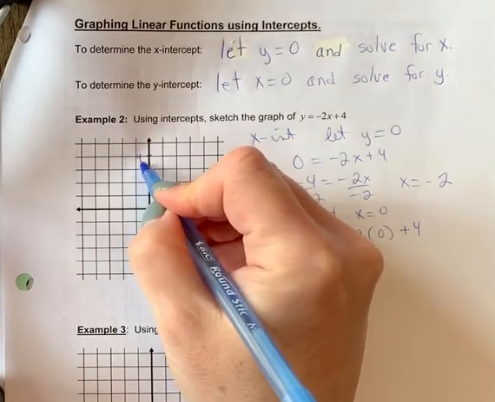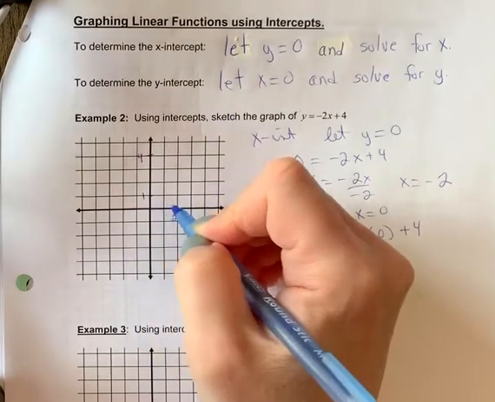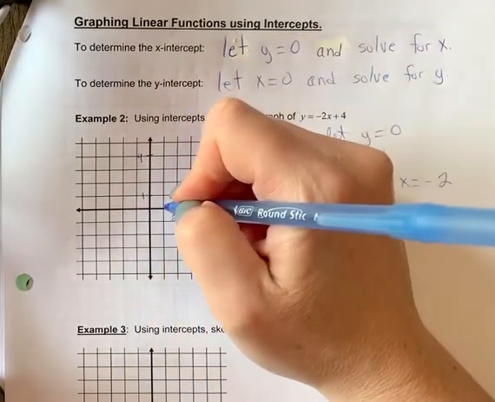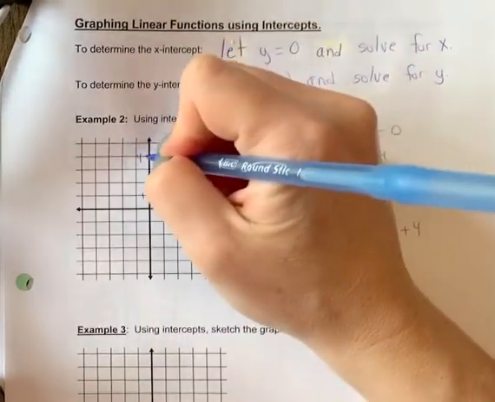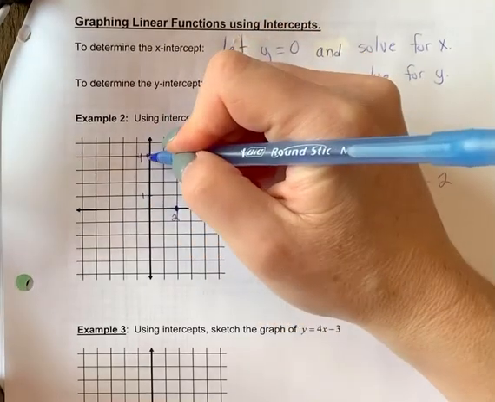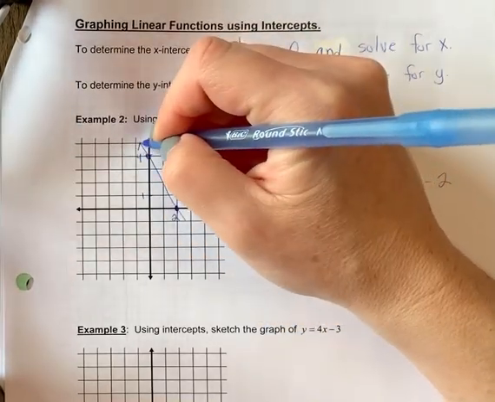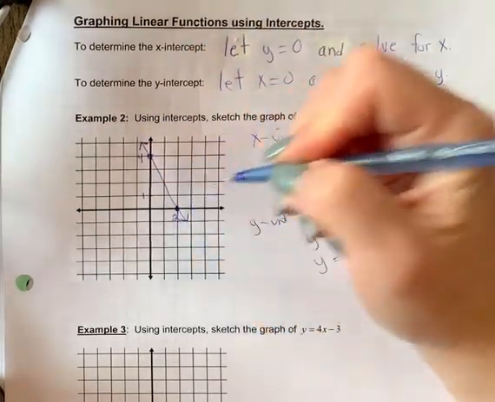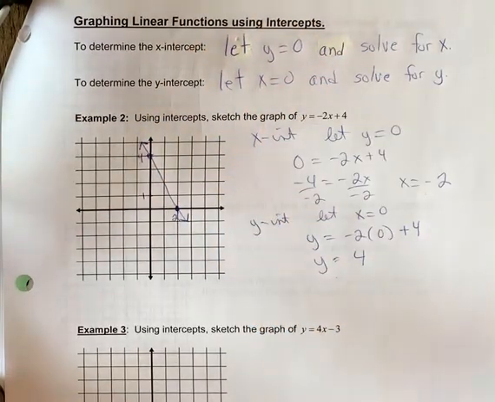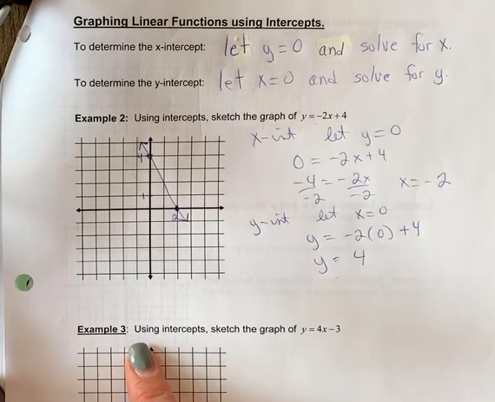I want to label that, or I could, as long as I put a scale in, it's fine. Or you can just label those 2 points, okay? And then you're going to connect the 2 points, keeping in mind arrowheads at the end because the graph does continue in both directions. Now try example 3 on your own and check back.